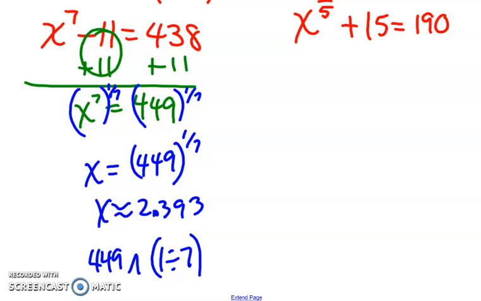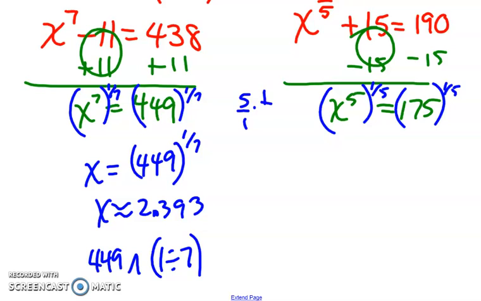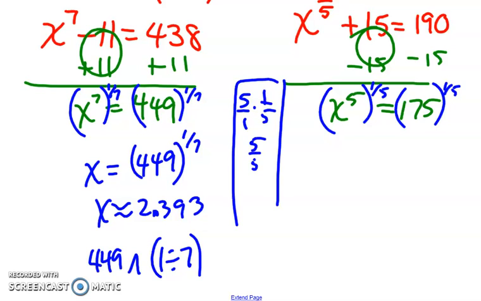In the next problem, you get the x to the 5th by itself. Subtract 15 from both sides, create a value of 0. So x to the 5th is going to be equal to 175. To get an exponent of 1, we're going to multiply by an exponent of 1/5 on both sides, because 5 over 1 times 1/5 will give us 5/5, and that equals 1.